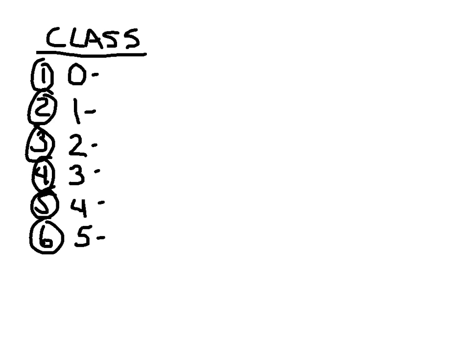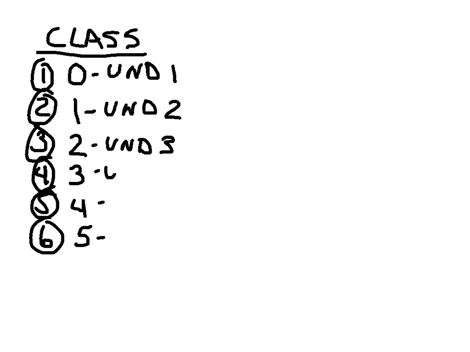Now, the class upper limit essentially is under, the first one is under 1, then under 2, under 3, under 4, under 5, and under 6.